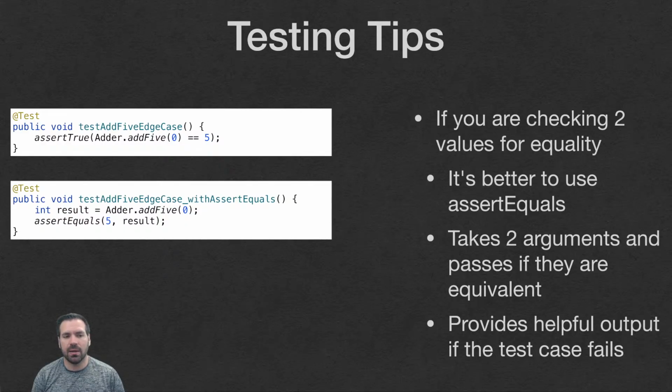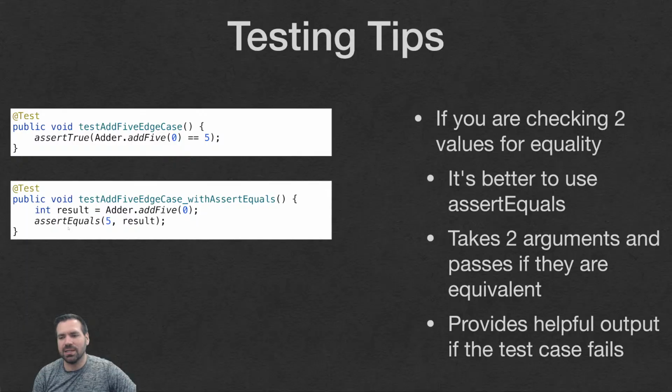And when assert equals fails, it will give you more feedback about what failed. So if I use assert equals and it fails, it will give me some feedback. It'll say expected 5, got whatever result is, whatever was actually returned. So it does give you more feedback in the terminal. So a lot of advantages to using assert equals.